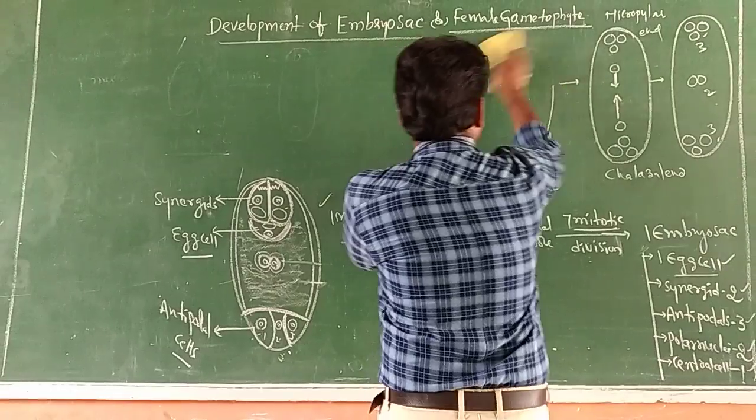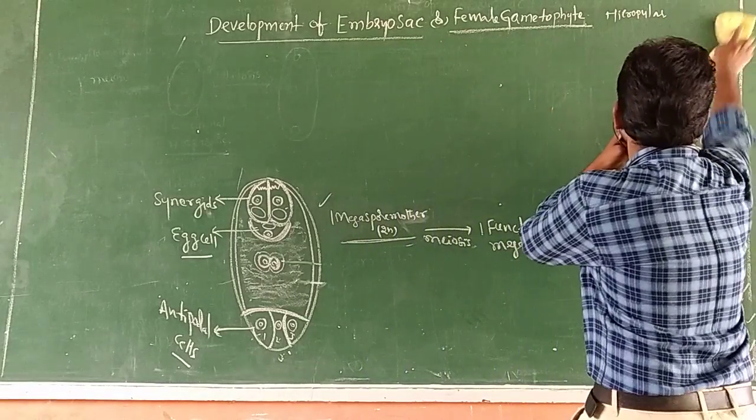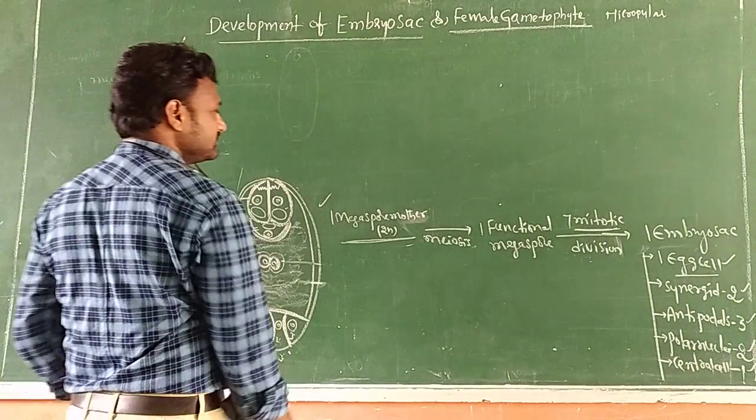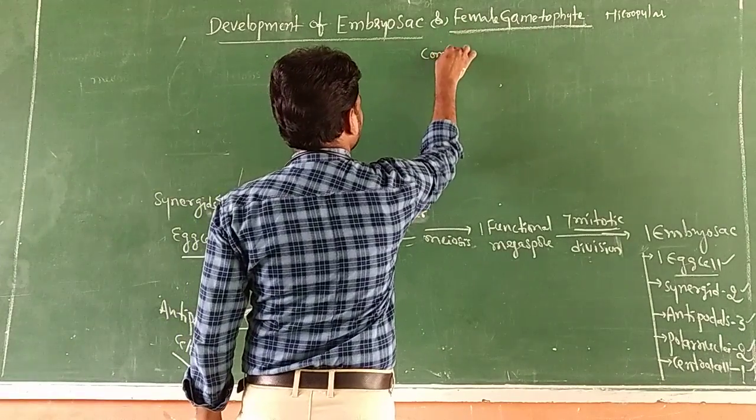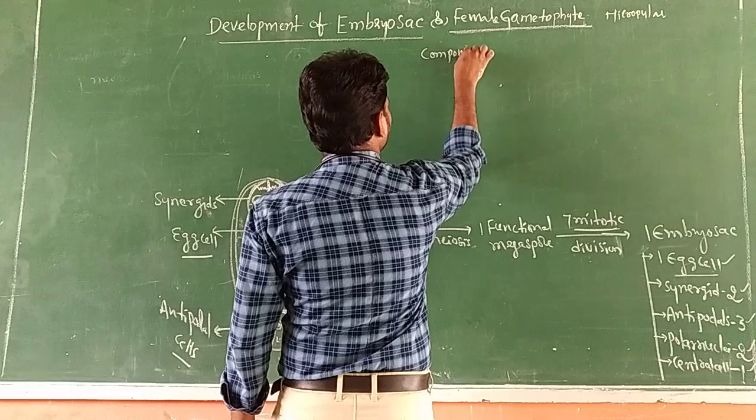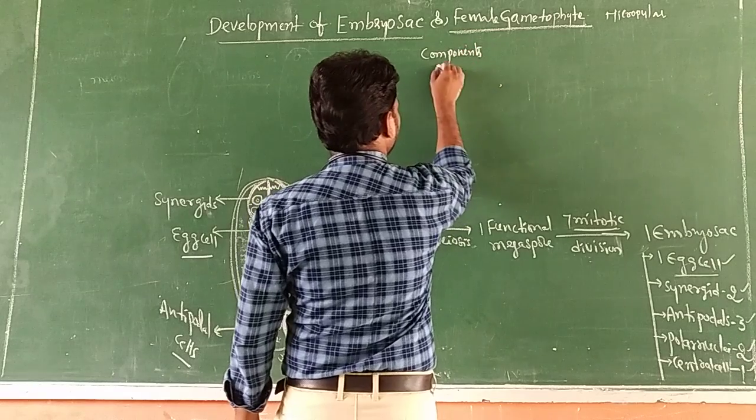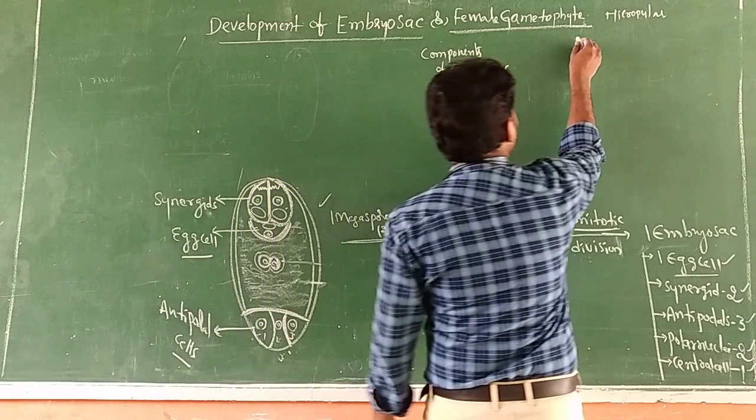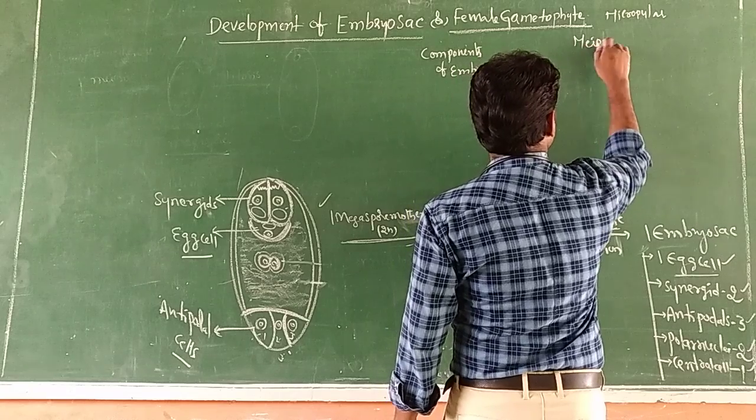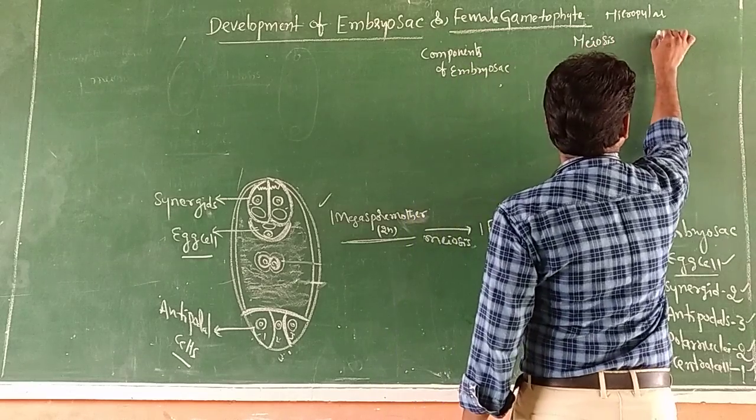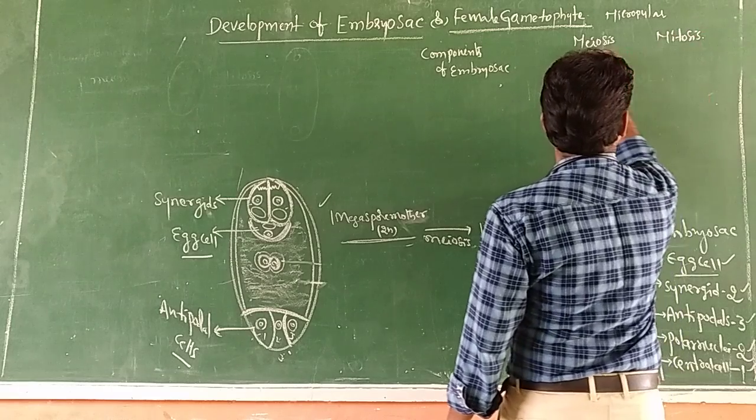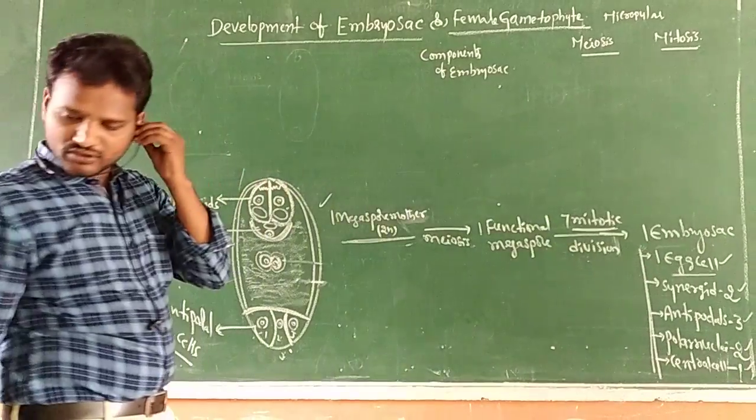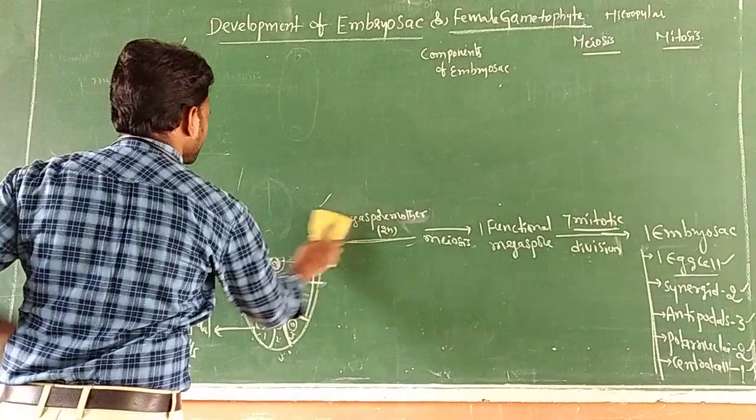We are continuing. Listen. What is that? Components of embryo sac. Meiotic divisions, meiosis, then mitosis. Very important. This is completely based upon this one. You see this one.